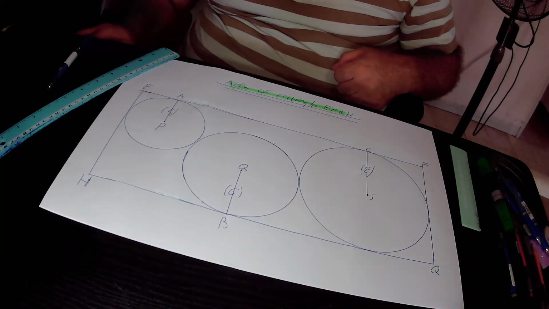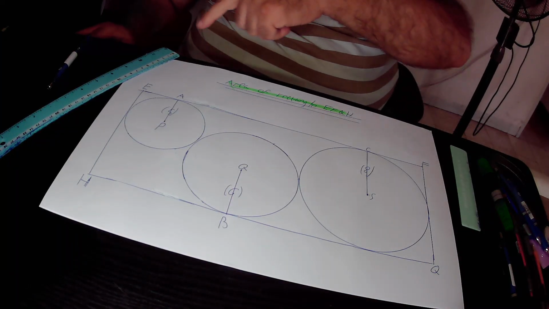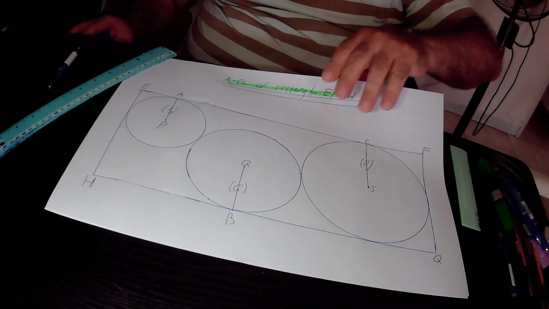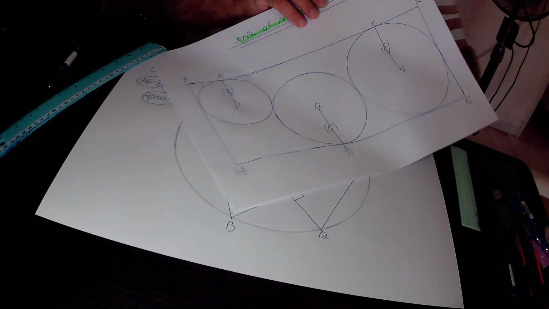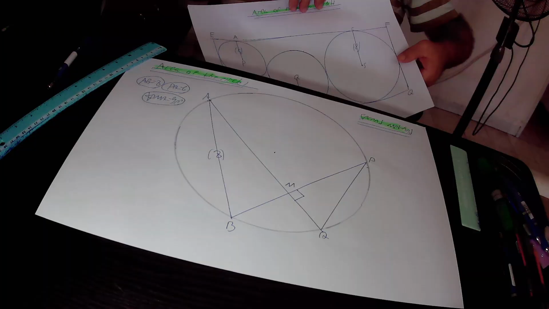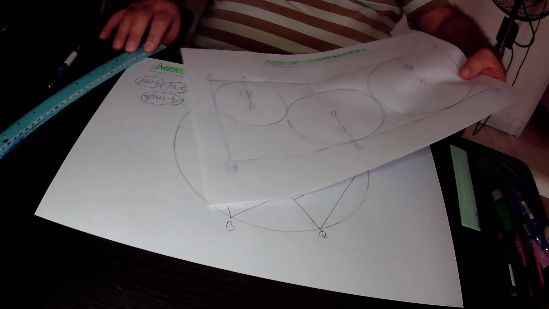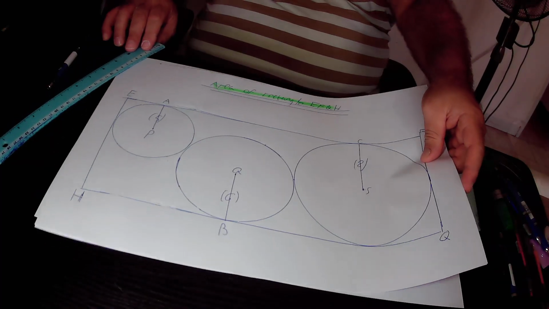Hello, in this lecture we will answer two questions. In the first question, we'll find out the area of this rectangle EFQH, and in the second question, we will find out the area of this circle using two different methods. So we'll start with the first question.